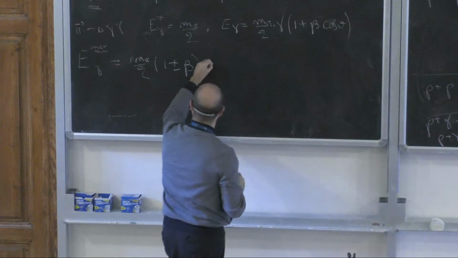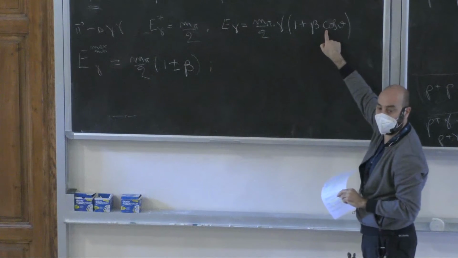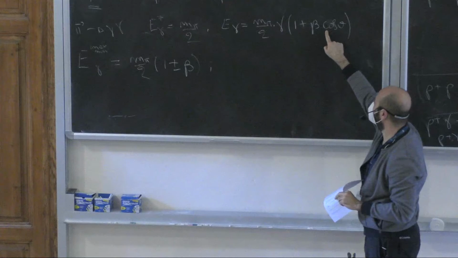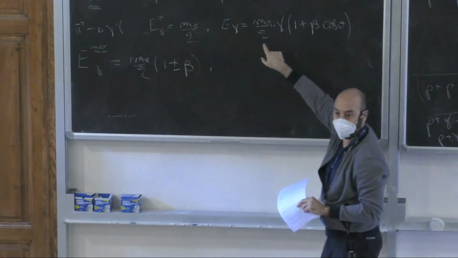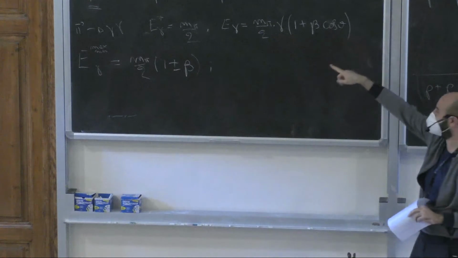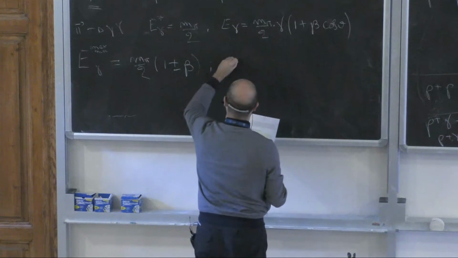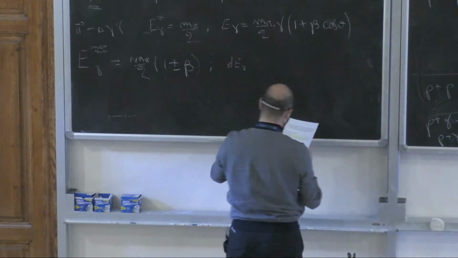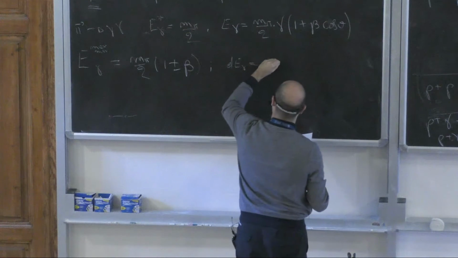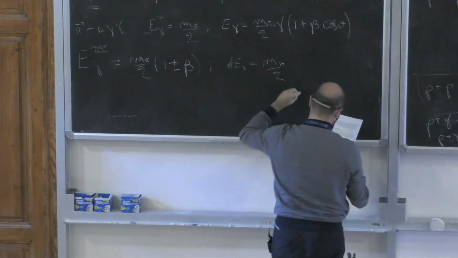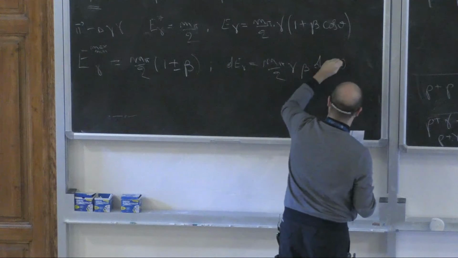Also, we know that there is a one-to-one correspondence, an invertible function, between the angle, basically the cosine between -1 and 1, and the energy. Okay? So you basically also have the link that dE is going to be m pi over 2 times gamma beta times d cosine theta.